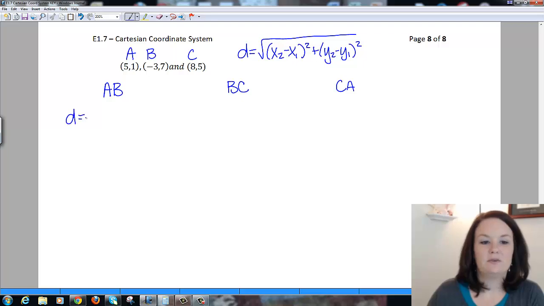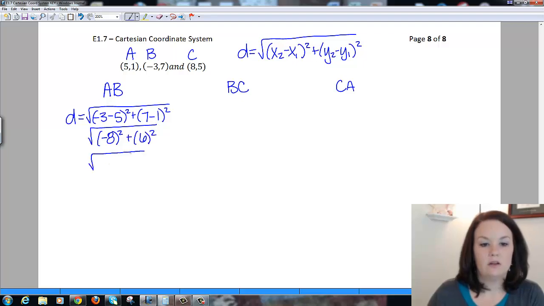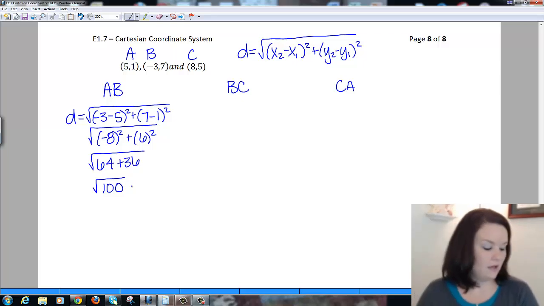So my distance from A to B is going to be my x value from B, which is negative 3, minus my x value from A, which is 5, squared, plus my y value from B, which is 7, minus my y value from A, which is 1. So I have the square root of negative 8 squared plus 6 squared, which gives me the square root of 64 plus 36, which again is the square root of 100.